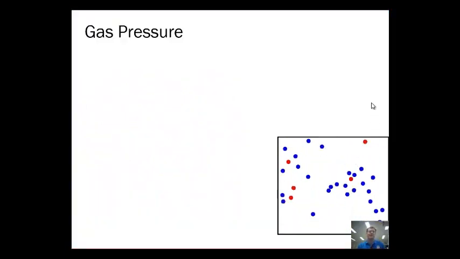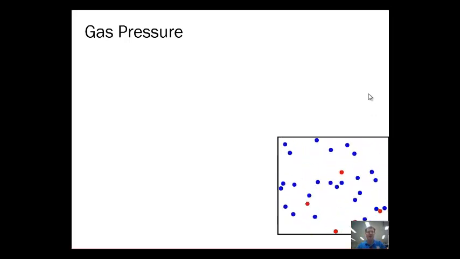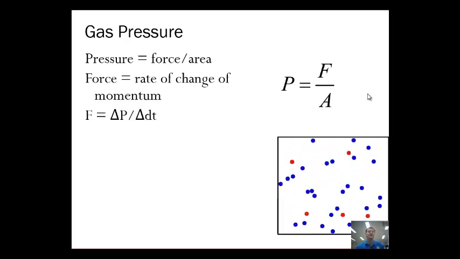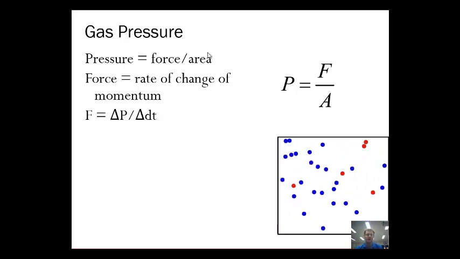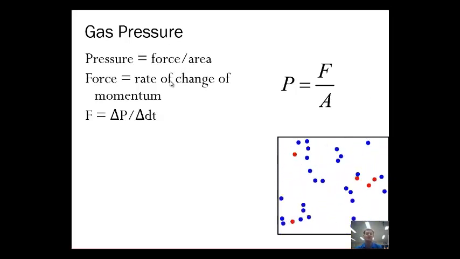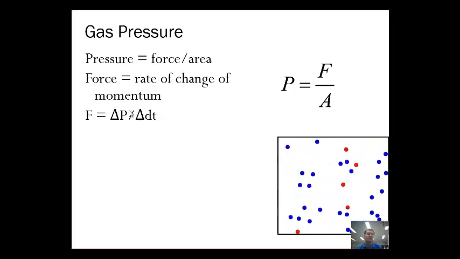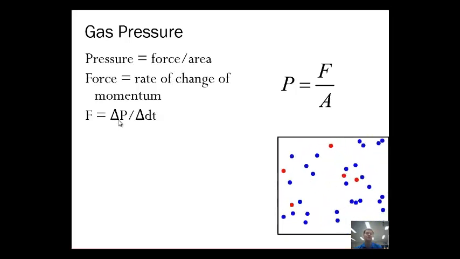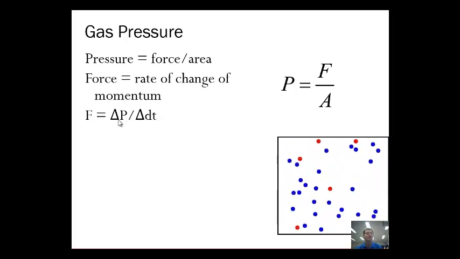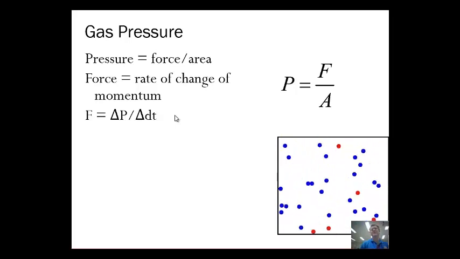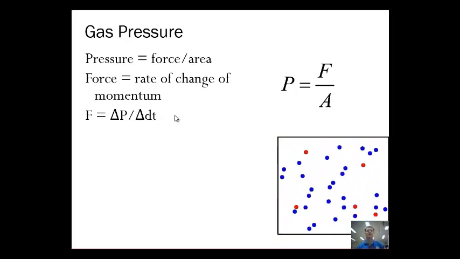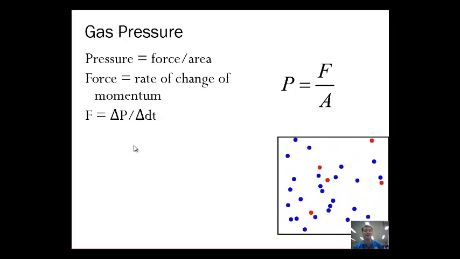If we think about gas pressure at a macroscopic level, pressure equals force divided by area. Happy with that. Force could be seen as rate of change in momentum, so therefore force equals change in momentum divided by the amount of time it takes. So this comes from the initial macroscopic idea that pressure equals force divided by area.